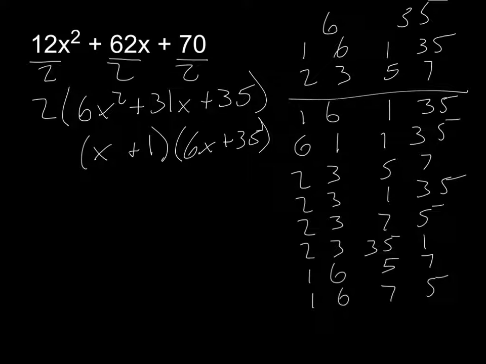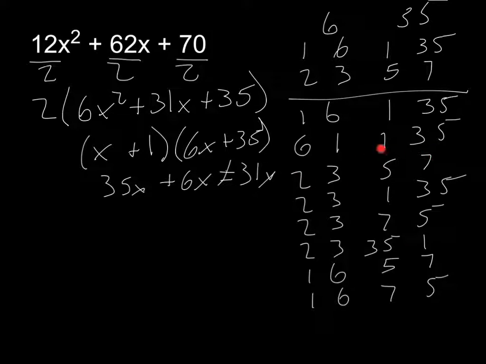But looking at the outer here, I would get 35x, and the inner would give me a 6x. Does that add up to 31x? No, it adds up to 41x. So that's not going to work. Now, I'm pretty sure any combination that's going to have 6 times the 35 is not going to work. So let's take a look at this combination.